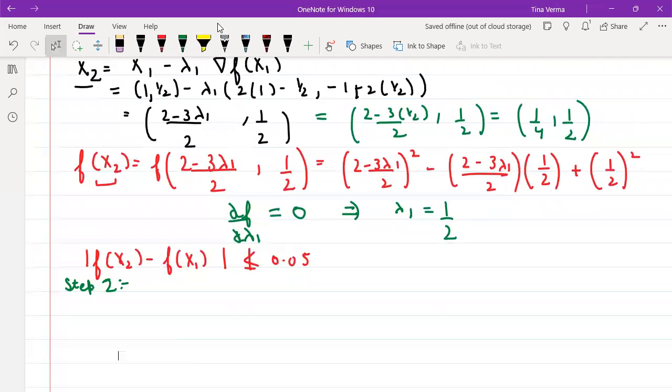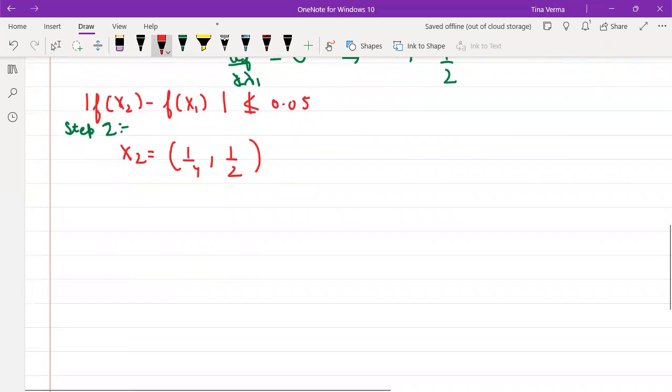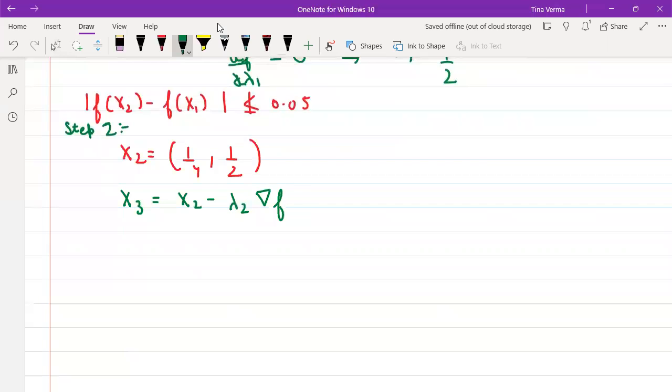Like for the given approximation, we have taken x1 as 1, 1 by 2. Now what will be my next approximation? That we have calculated. My next approximation will be x2 is equal to 1 by 4, 1 by 2. And I will calculate now the value of x3. What will be my x3? x2 minus lambda 2 into the gradient of f at x2. Because you have used lambda 1, that's why I'm giving the name lambda 2.